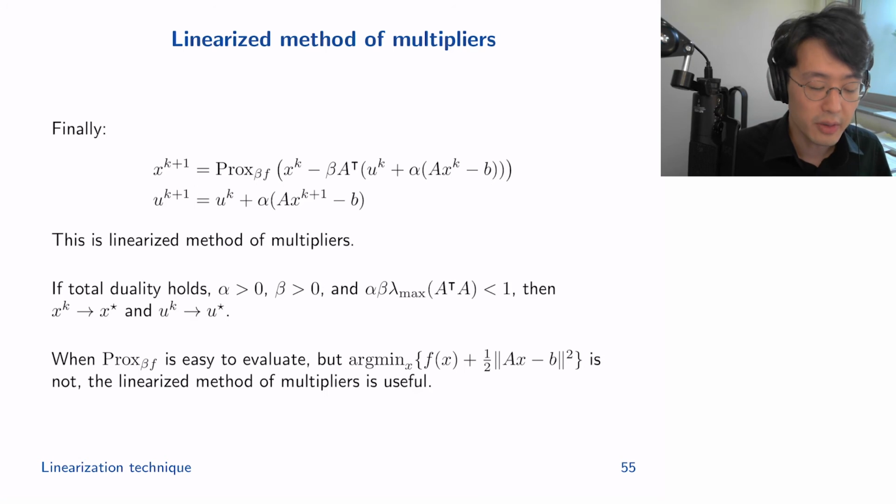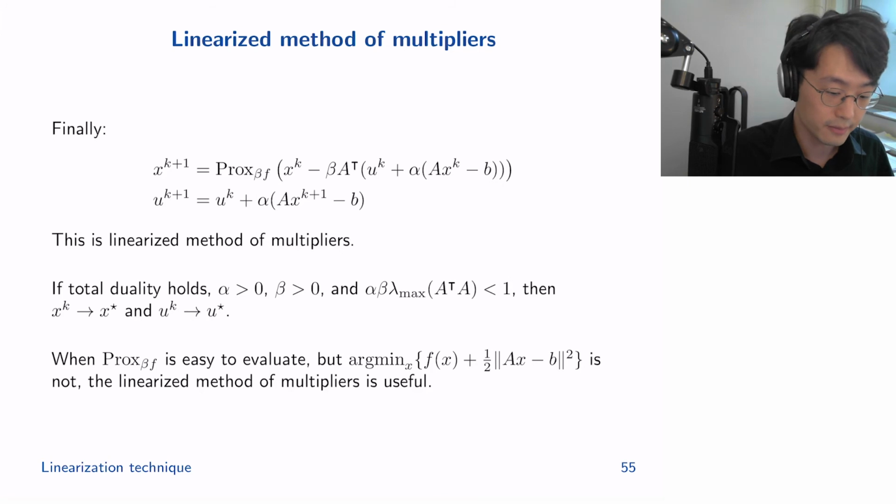So if strong duality holds, and alpha and beta are positive, and if this step size condition holds, then the primal iterates converge and the dual iterates converge. The linearized method of multipliers is useful when the proximal operator with respect to beta f is easy to evaluate, but the argument that has this inconvenient quadratic term is not easy to evaluate. Then the linearized method of multipliers becomes a useful method.